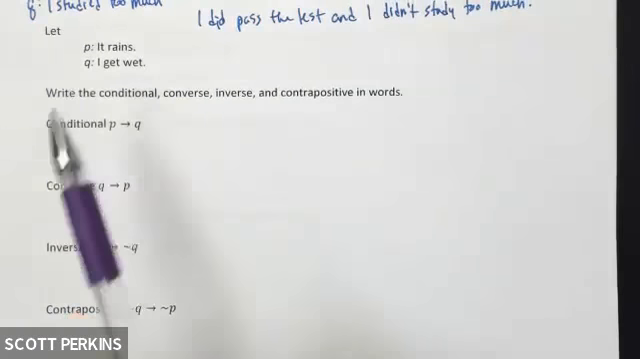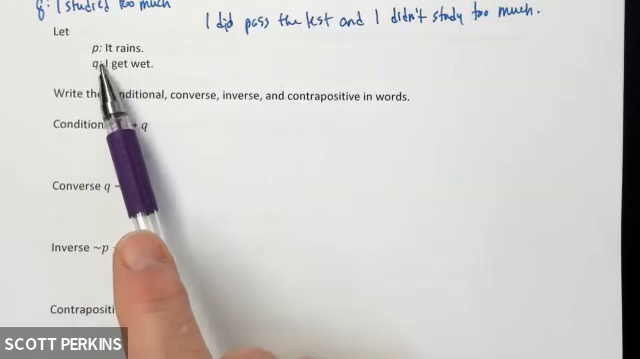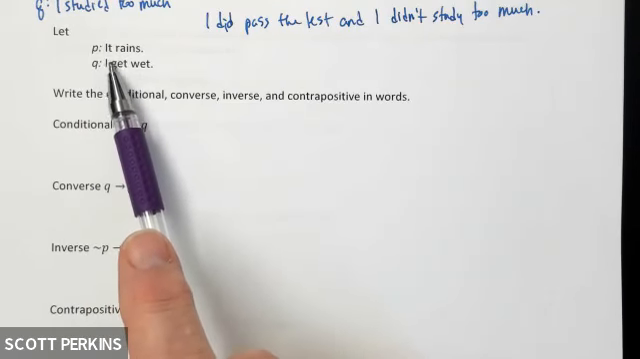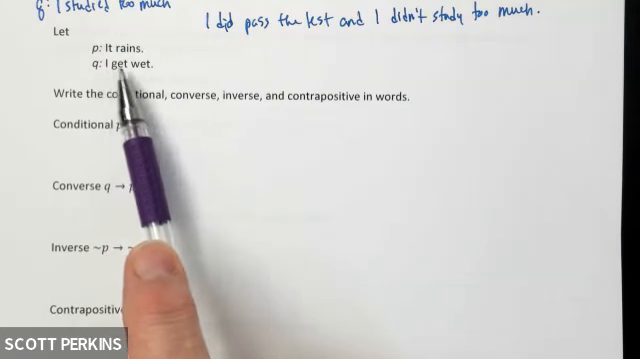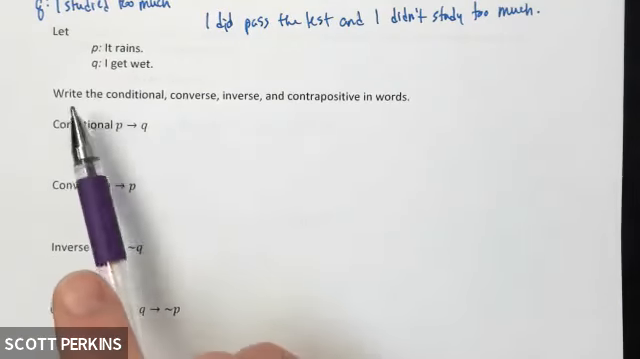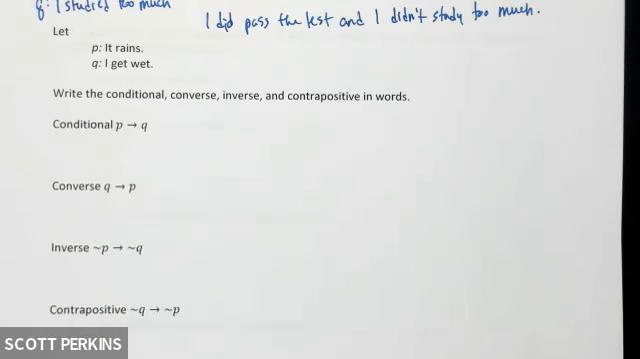So the next one involves our conditional statement. So what I've done here is I've just defined two simple statements, just the shortest statements I could possibly think of. So P is the statement it rains. Q is I get wet because it's raining on me. Okay, so here we go. We're going to write these four statements. They are related to each other and two of them are equivalent.